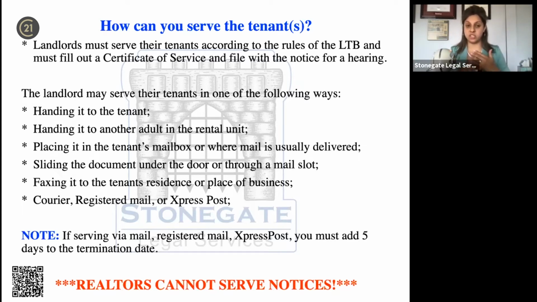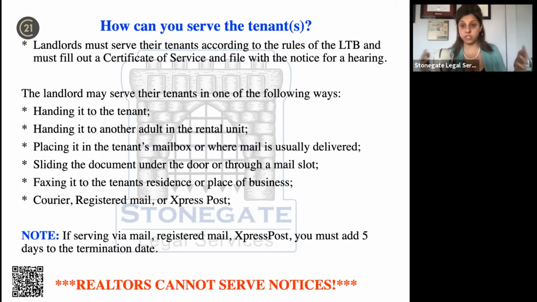However, the wheels of justice spin very, very slowly. And what I mean is that landlords must serve their tenants in accordance with the rules of procedure of the Landlord and Tenant Board. So a landlord may serve their tenants in one of the following ways: handing the document to the tenant, handing it to another adult in the rental unit, placing the document in the tenant's mailbox or where mail is usually delivered, sliding the document under the door or through a mail slot, faxing it to the tenant's business or place of residence, or by courier, registered mail, or express post.